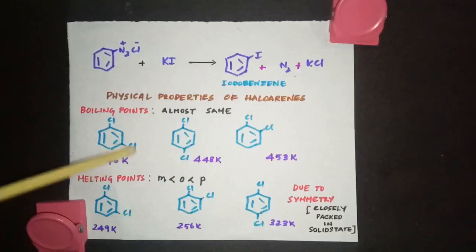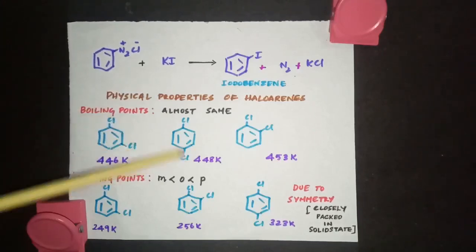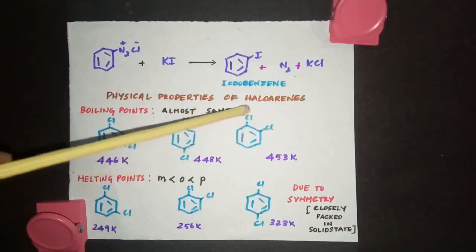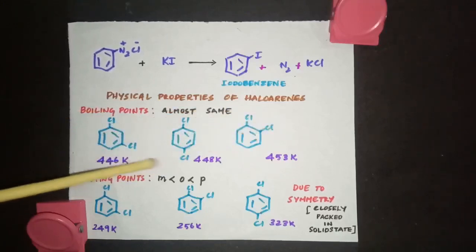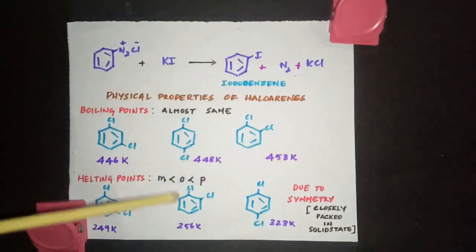Meta position. Okay, so this is meta dichlorobenzene. This is para dichlorobenzene. This is ortho dichlorobenzene. Their boiling points are almost similar. See, 446 Kelvin, 448 Kelvin and 453 Kelvin. But when it comes to melting points, they show variation.